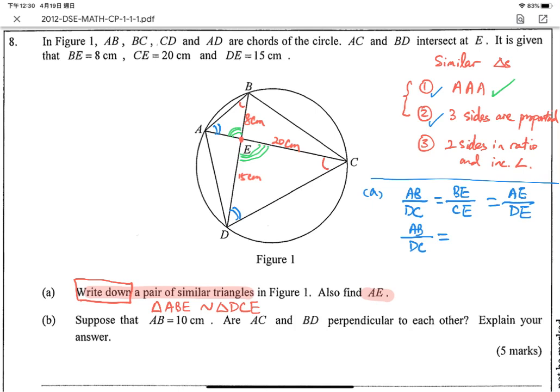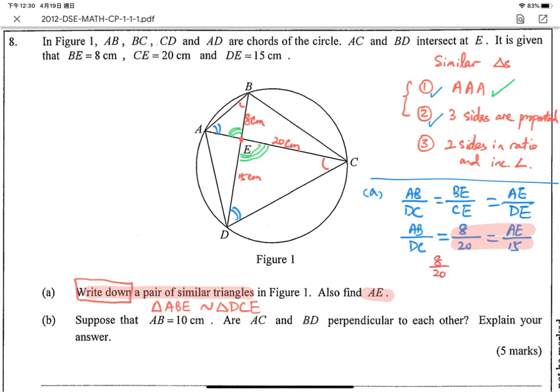BE we know, which is 8 centimeters. CE is 20 centimeters. AE we don't know. DE is 15 centimeters. So focus on the last 2 ratios, I mean this one and this one. Just focus on these. This can help us find AE. Let me write it down.